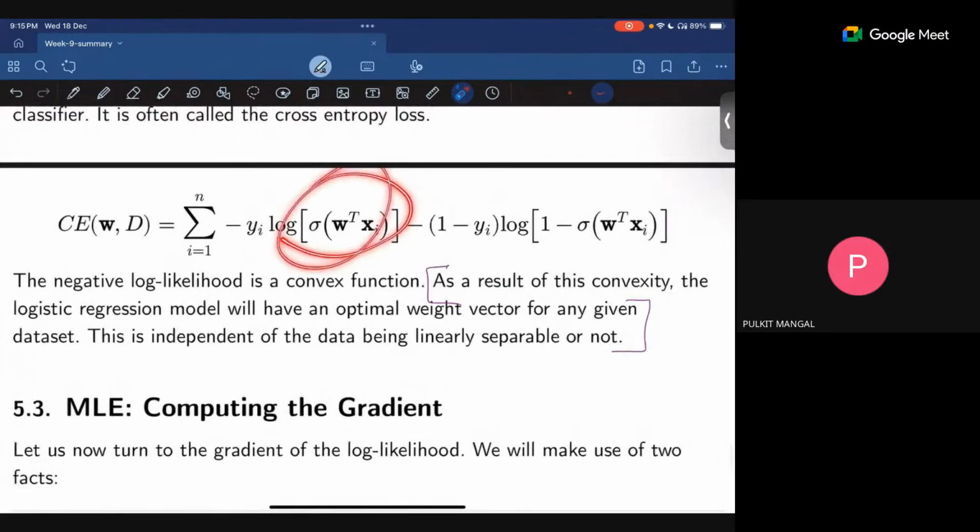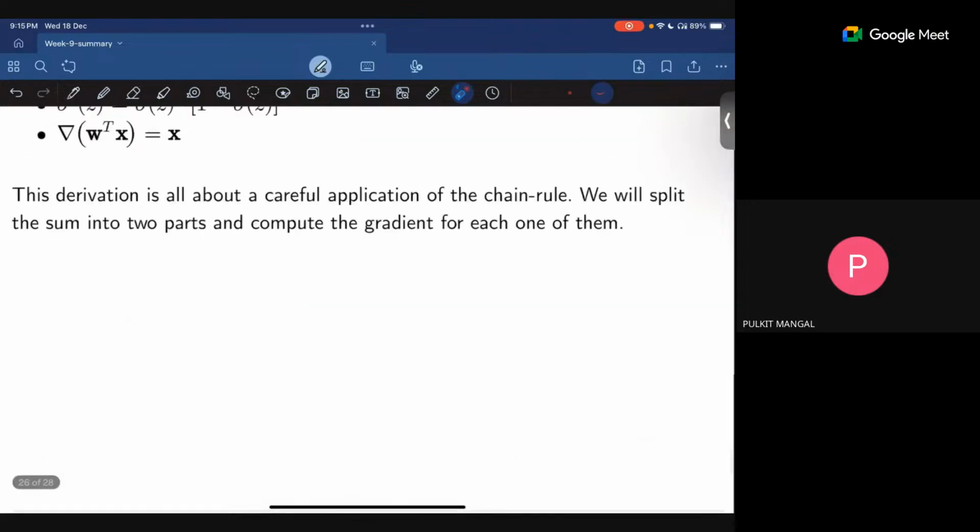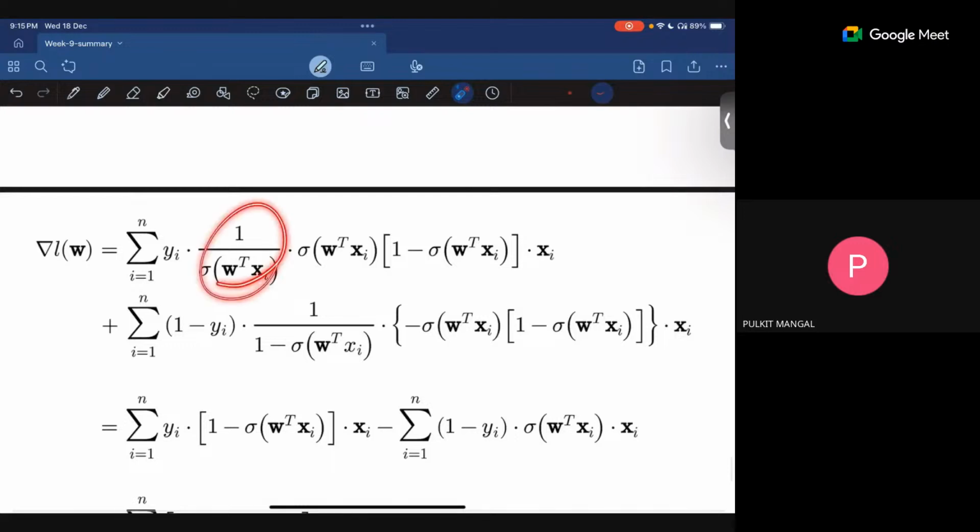Here we have this log term. If you take the derivative of this, it will become 1 by x, since the derivative of log x is 1 by x. So 1 upon sigma W transpose x. Then due to the chain rule, you have to take the derivative of the sigma function, and that we know is sigma of W transpose xi times 1 minus sigma of W transpose xi.